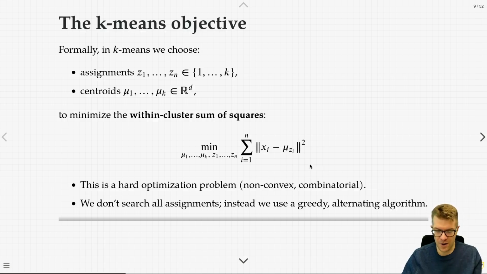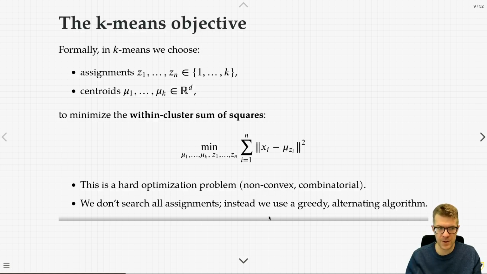This is actually a hard optimization problem. It's non-convex, so we can't just zoom down to a global optimum through use of gradients like we've seen in previous examples in this course. In fact, it's combinatorial, and I'll explain a little bit of what that is later. We're not going to search all possible assignments. That's going to be far too costly, but we can use a greedy alternating algorithm.